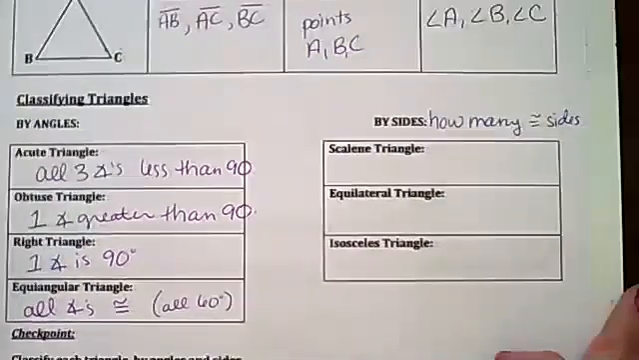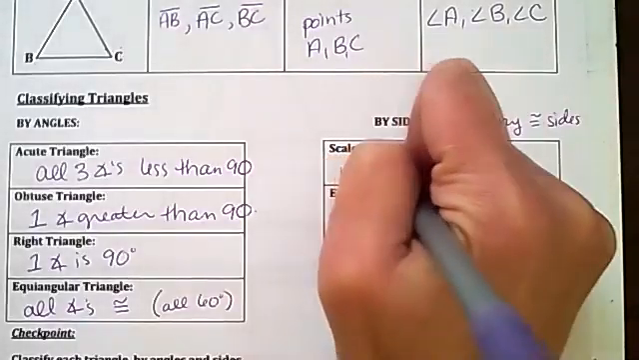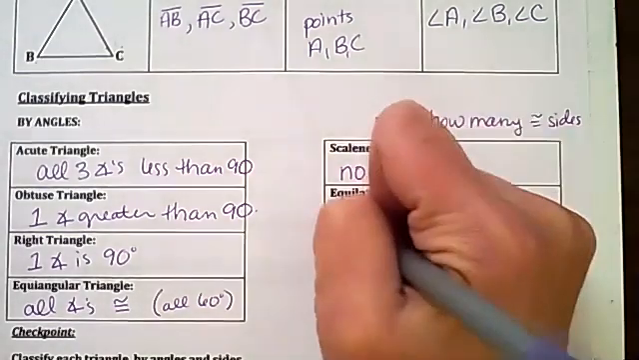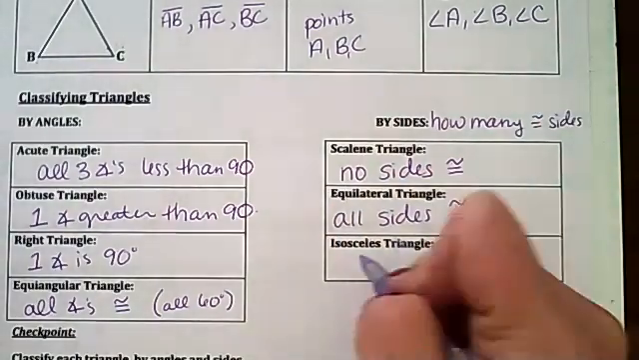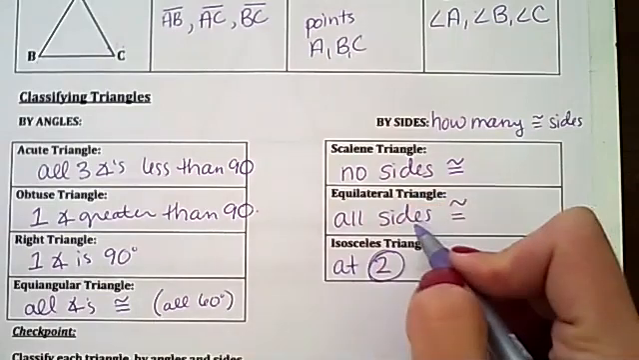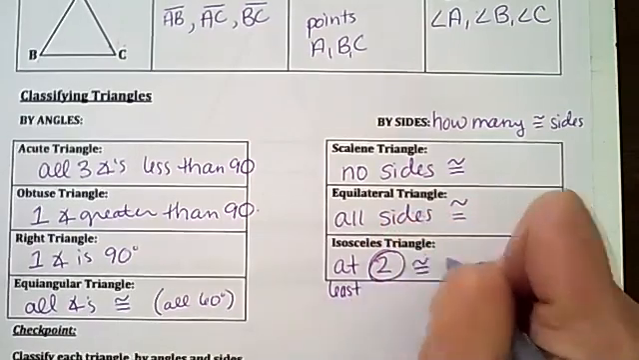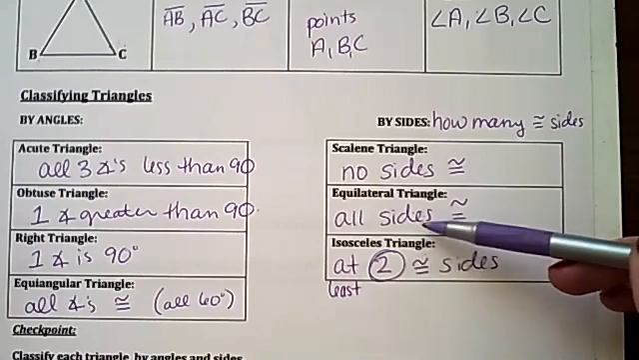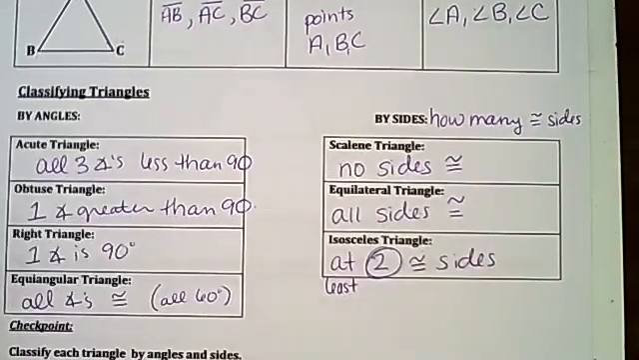We can also classify a triangle by how many congruent sides it has. A scalene triangle is when no sides are equal; it has no congruent sides, so they're all different. Equilateral is when all sides are congruent. And an isosceles triangle is when at least 2 sides are congruent. Mostly it's just 2, but technically an equilateral is a type of isosceles triangle. But usually when you have all 3 sides, you just say it's equilateral, and when it's 2 sides, you say it's isosceles. So that's how we can classify by sides.